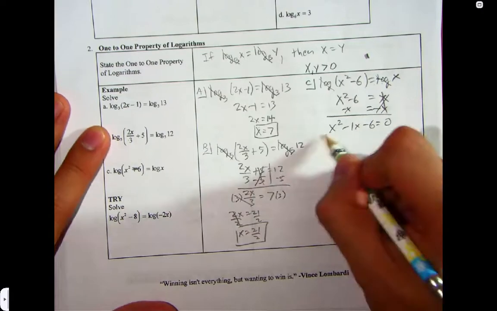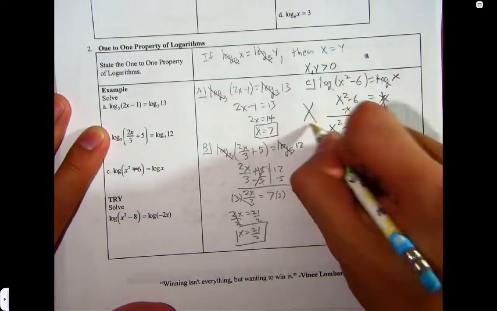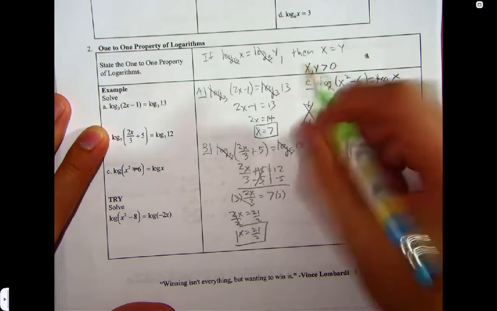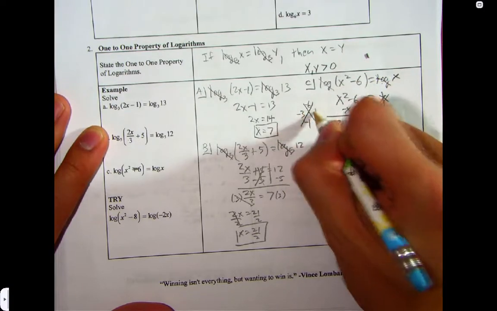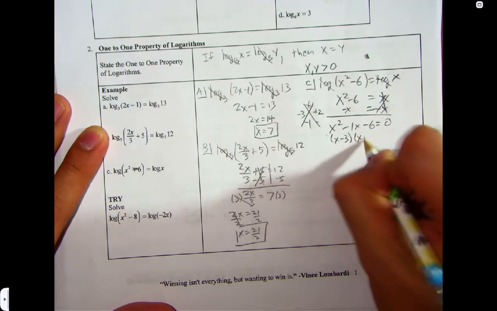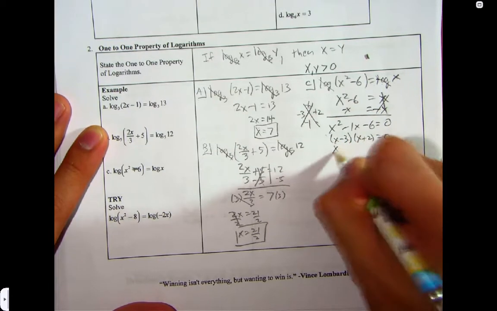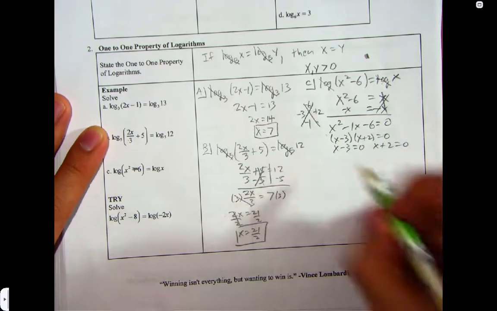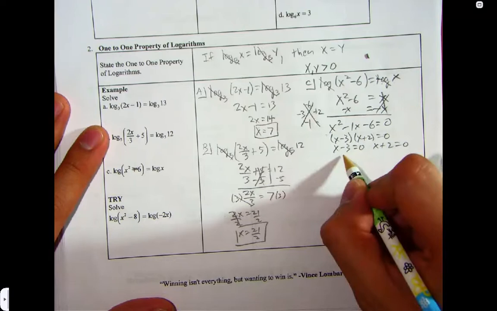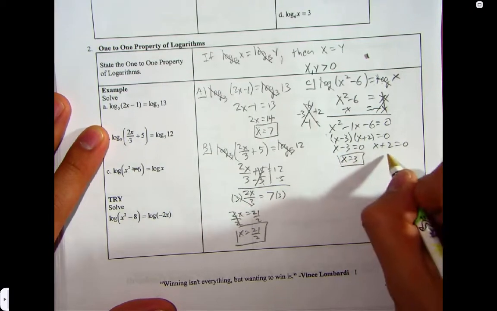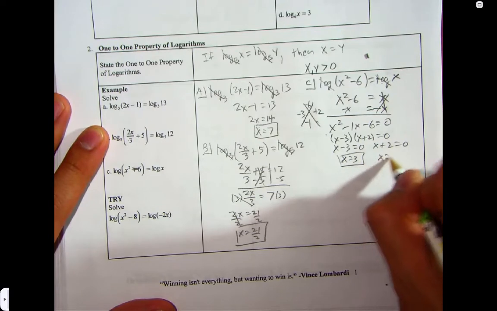Factor. So I'm doing algebra 1 right now. What multiplies to negative 6 and gives you negative 1? Negative 3 and positive 2. Set them equal to 0. Solve this so you add 3 on both sides, x equals 3. Subtract 2 on both sides, x equals negative 2.